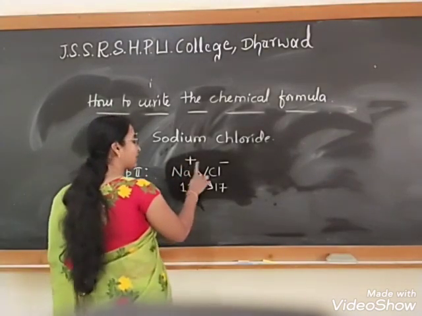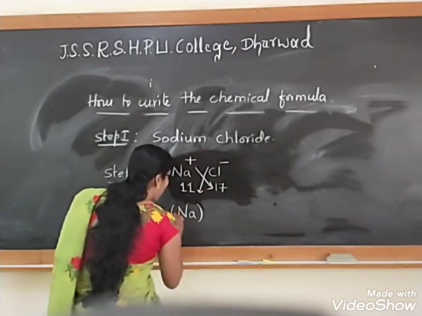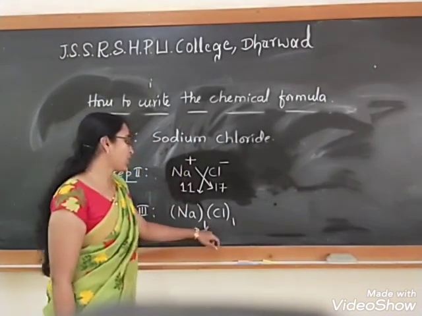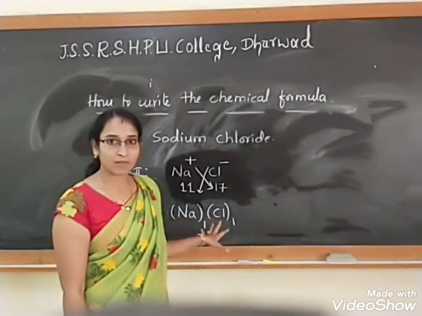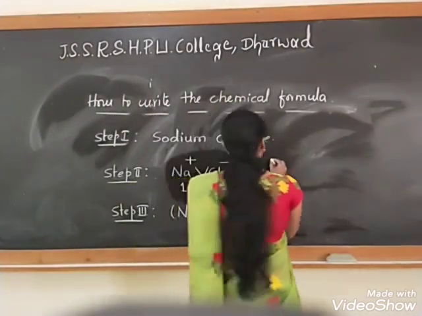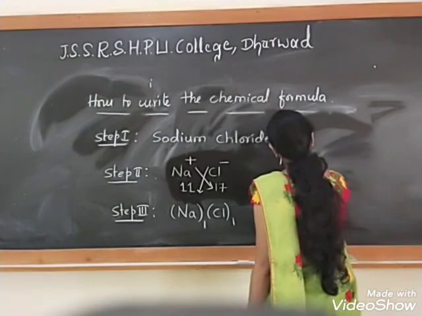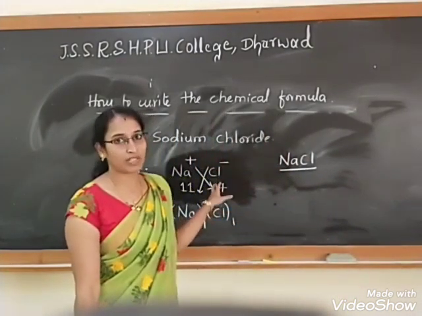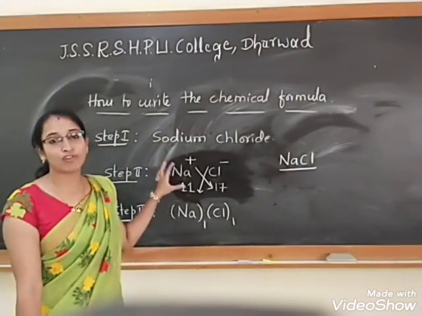So ಇಲ್ಲಿ ಎಷ್ಟಿದೆ? 1 ಇದೆ, ಇಲ್ಲಿ ಎಷ್ಟಿದೆ? 1 ಇದೆ. So Na cross ಮಾಡಬೇಕು. So Na1, Cl1. If any common terms are there, they will cancel each other. ಅದನ್ನ ಕನ್ಸಿಡರ್ ಮಾಡಬಾರ್ದು, ಕ್ಯಾನ್ಸಲ್ ಮಾಡಬೇಕು. So what is the final formula for sodium chloride? NaCl is the final formula for sodium chloride. So these are the steps to write a chemical formula.